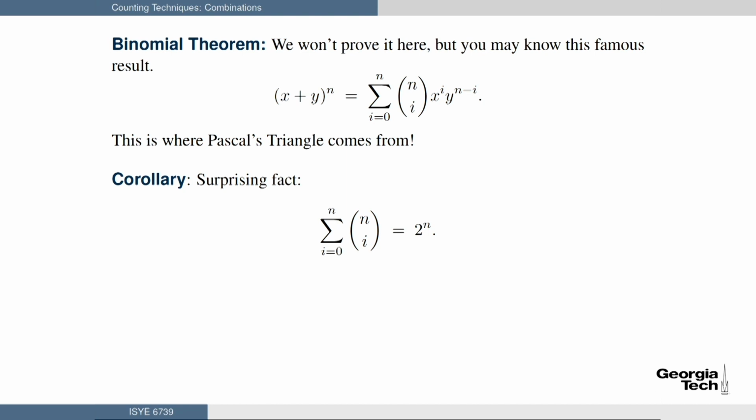Now, where would you get something like that? It really looks like it's coming out of nowhere. You add those coefficients up from i equals 0 to n, and you get 2 to the nth power. Where is that coming from? Here's the proof. By the binomial theorem, 2 to the n equals (1 plus 1) to the n.